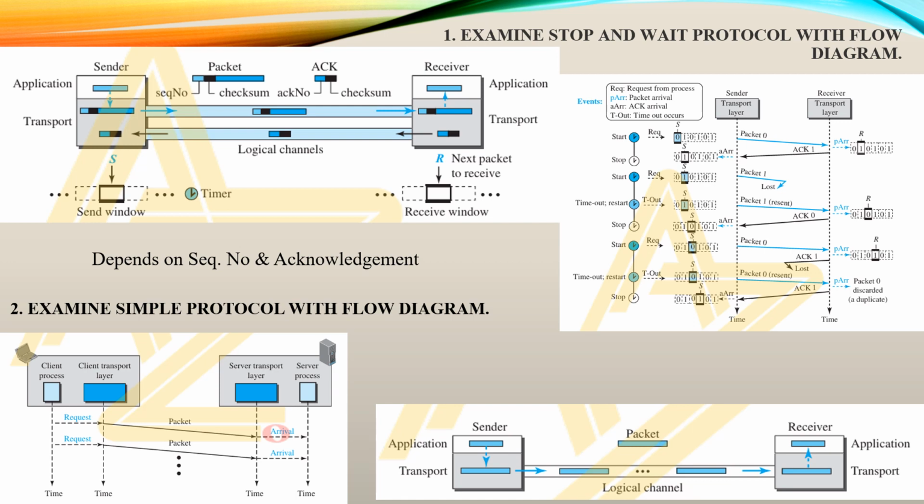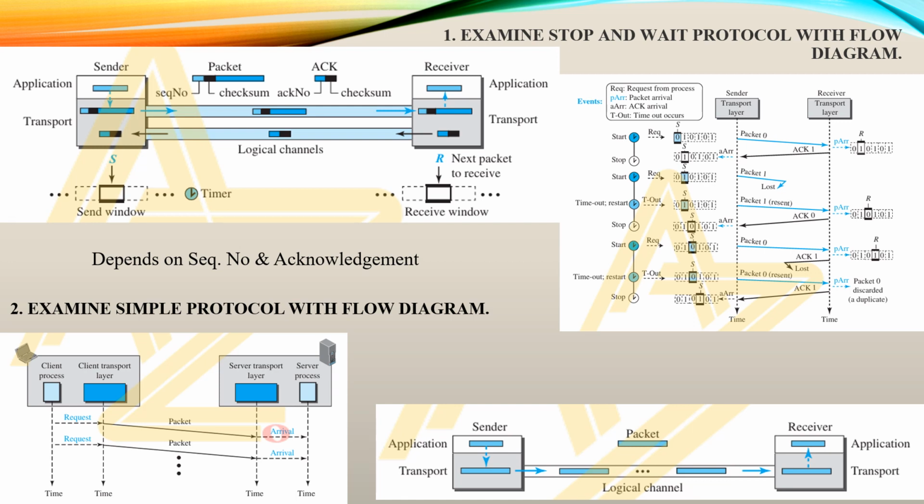First question, examine stop and wait protocol with flow diagram. So here you can see the stop and wait protocol. There are different protocols used in the transport layer like stop and wait, simple protocol, selective repeat. Here in stop and wait protocol, this is the block diagram and this is the flow diagram. You have to draw this and explain that it depends upon the sequence number and the acknowledgement number.